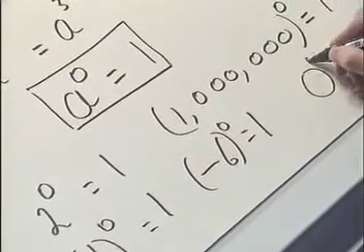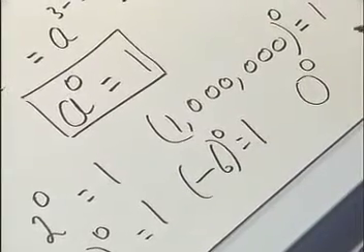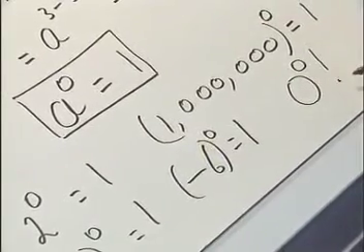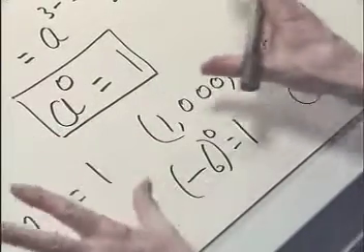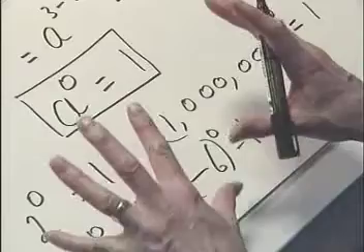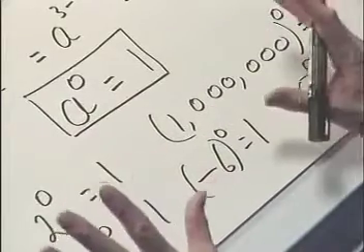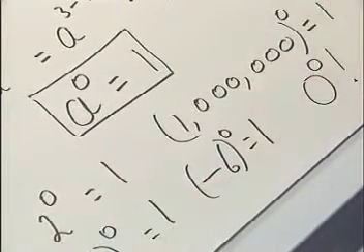If we take 0 and raise it to the power 0, well, it's a bit complicated, so we'll leave that one on one side. For the moment, just bear in mind, any number apart from 0, when raised to the power 0, is equal to 1.